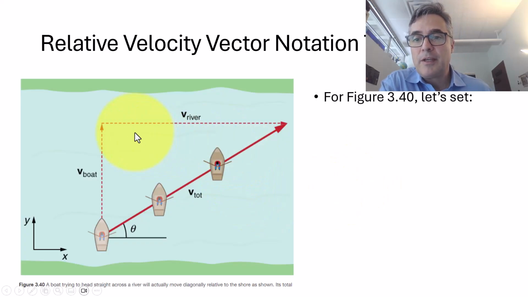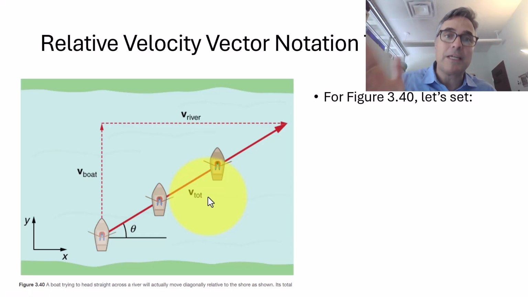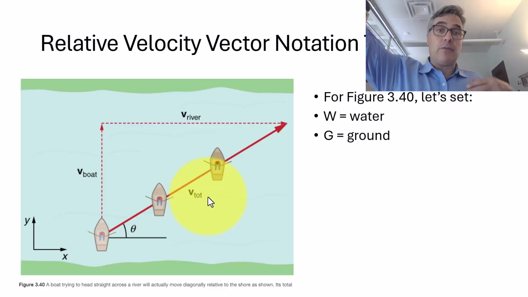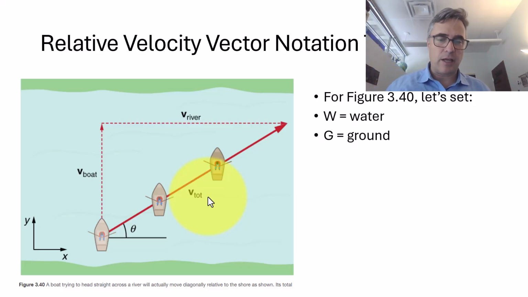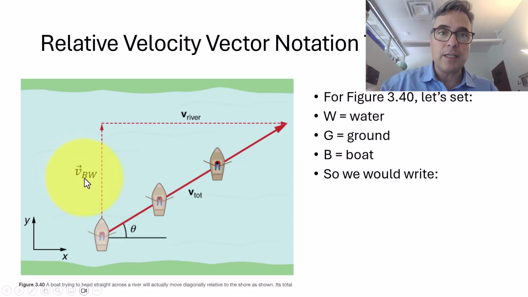For example, I find it a little hard. You've got V boat, V river, V total. So what's going on is that there's three objects here. There's the water in the river, which is moving along. There's the ground, like the shore, with the trees on it and stuff. And there's the boat. And so what I would write is, instead of V boat, I would say the velocity of the boat relative to the water.